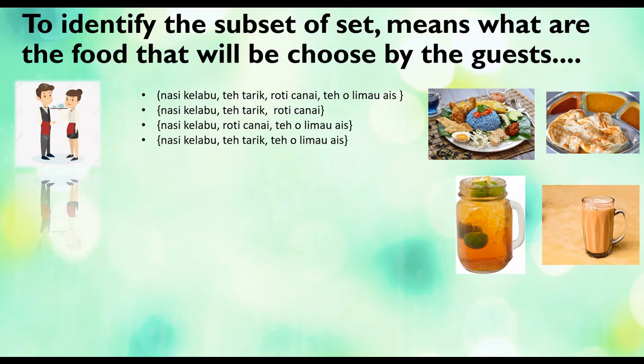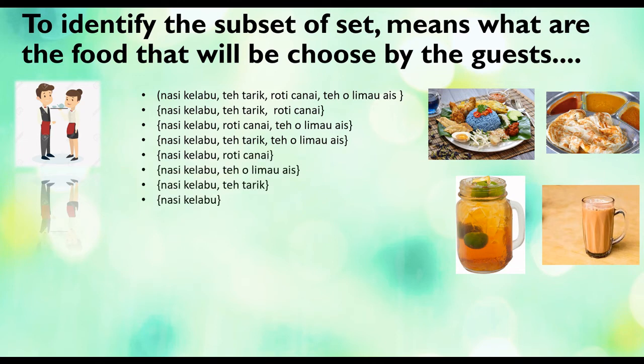Is there any combination that can be made up with the nasi kelabu again? Yes, only two foods that you pick. For example, I pick nasi kelabu and roti canai only. I pick nasi kelabu and teh o limau ice only. I pick nasi kelabu and teh tarik only, or I just have my nasi kelabu. So these are the answers for the subsets of the set, which means all of the combinations that you can think of will be your answer.